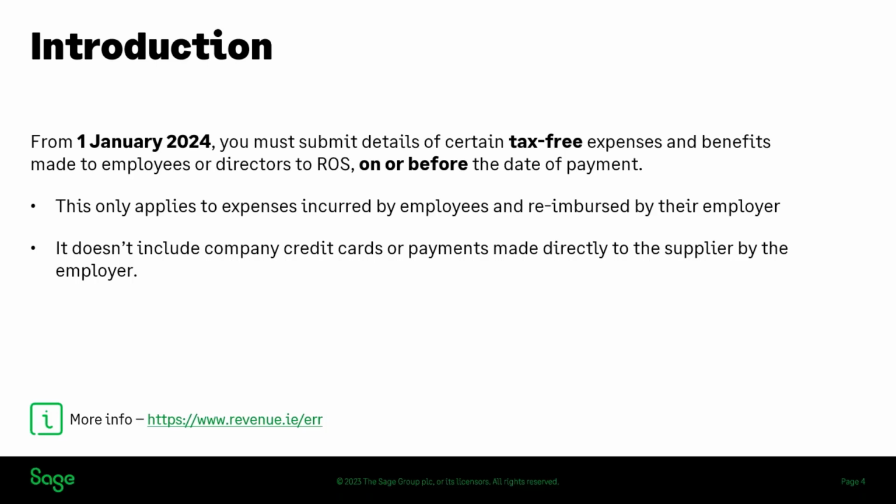Now, this does only apply to expenses that have been incurred by employees and then reimbursed by their employer. So the employee has paid for it out of their own pocket, and they are being paid back by their employer. What this means is it doesn't include expenses that have been bought using company credit cards, or where a payment has been made directly to a supplier by the employer. It is purely expenses incurred by employees or small benefits being given to them and reimbursed by their employer. And you can read more about the legislation on the revenue site, revenue.ie/ERR.